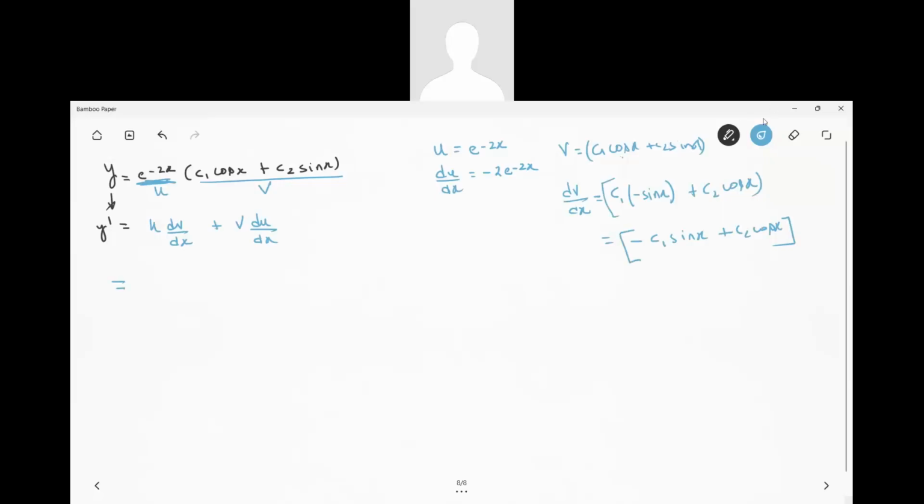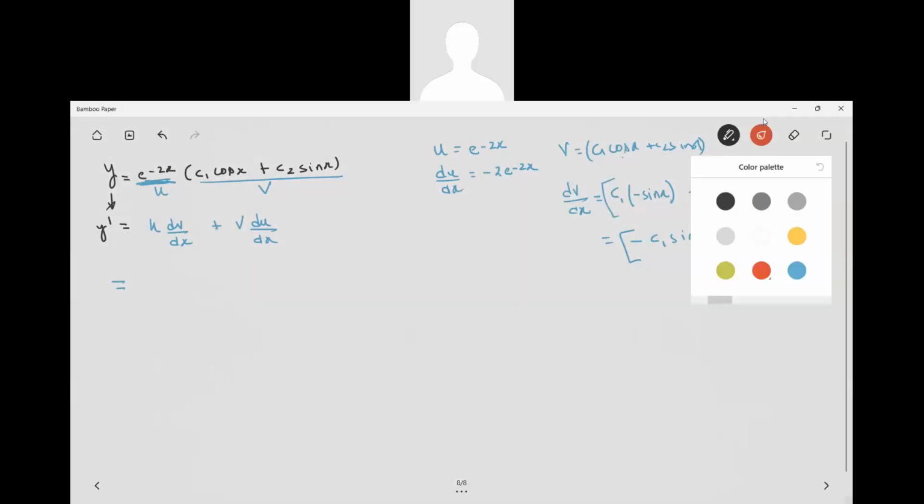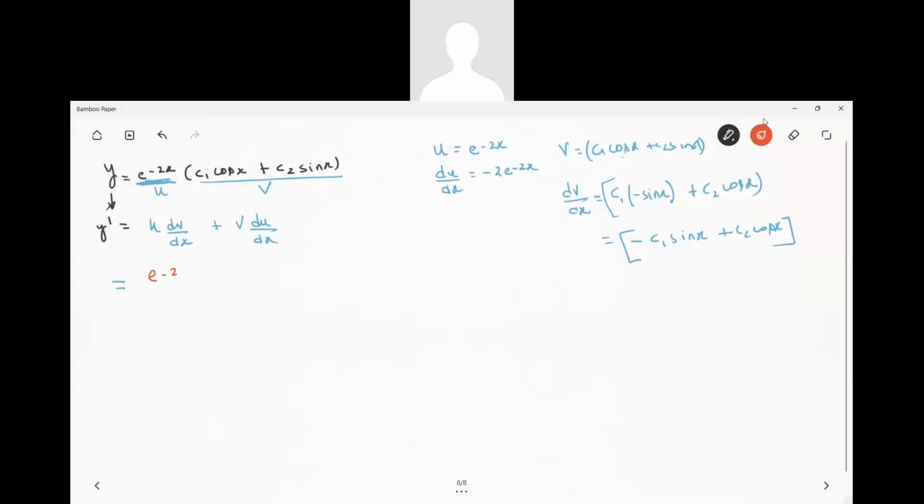Okay. Now you put the u value, which is e power minus 2x, correct? Now dv by dx from here: put this value, minus c1 sine of x plus c2 cos of x, correct? Then plus v. Again, v is c1 cos of x plus c2 sine of x, right? And then you are left with du by dx, which you have calculated here. So multiply it with minus 2 e power minus 2x, correct?